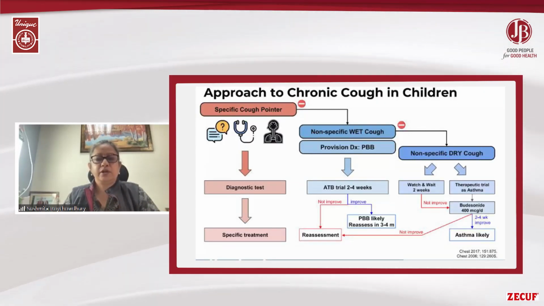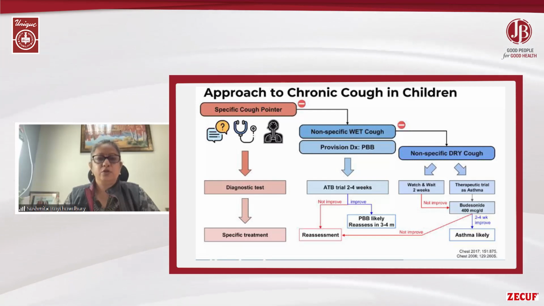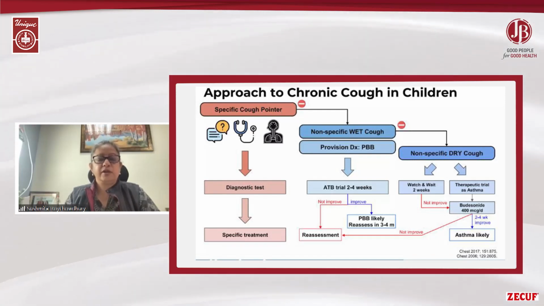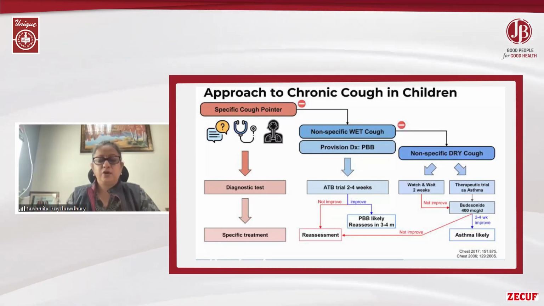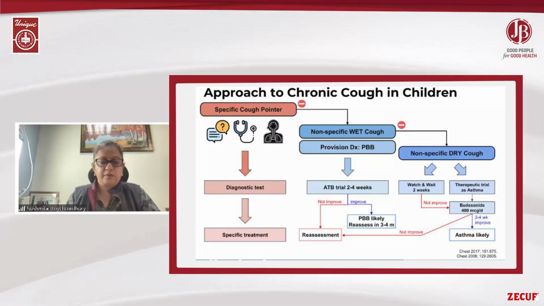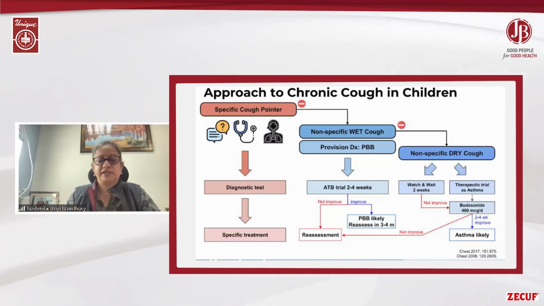So when you're approaching a chronic cough in children, you look for specific cough pointers. If there is non-specific wet cough, then you look for a provisional diagnosis of protracted bacterial bronchitis and give them antibiotics for at least 2 weeks. If they do not improve, reassess. If they improve, then it is likely to be a protracted bacterial bronchitis, and you reassess them again.